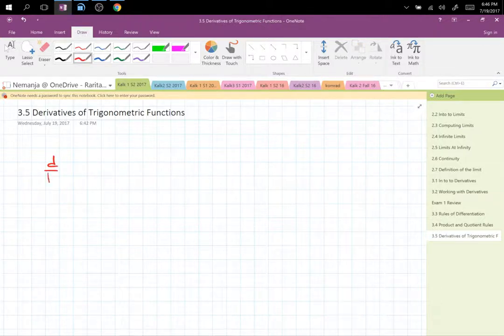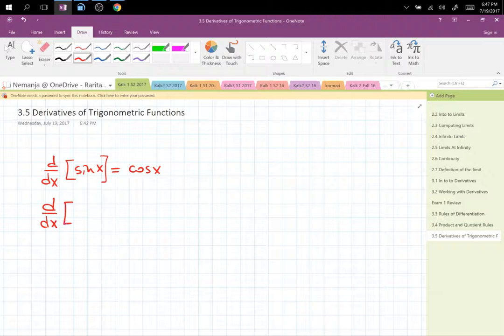So the derivative of sine x is anyone? 0. No. Cosine, thank you. I'm just trying to see who did class prep and pay attention, that's all. The derivative of cosine x is negative sine x. Good.